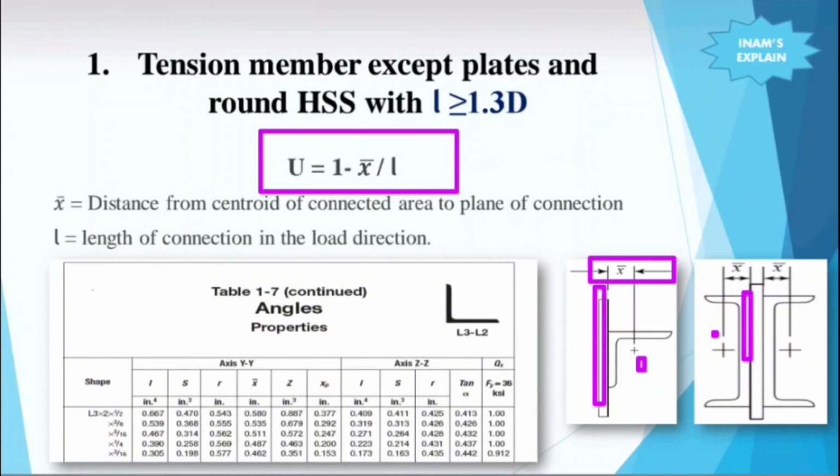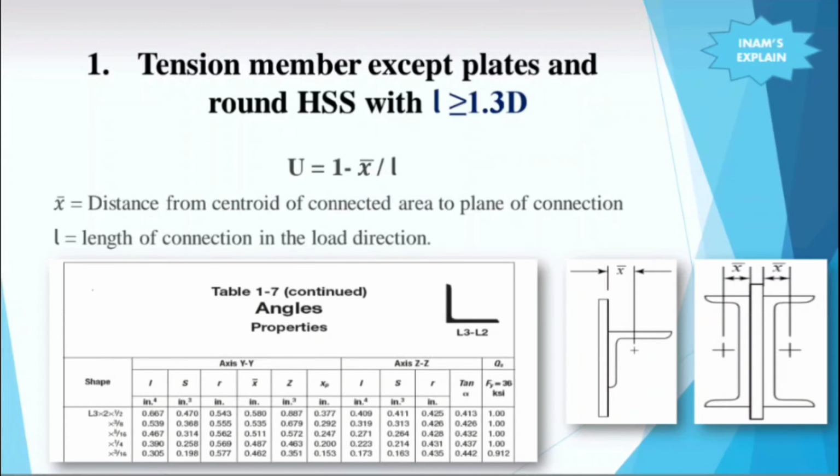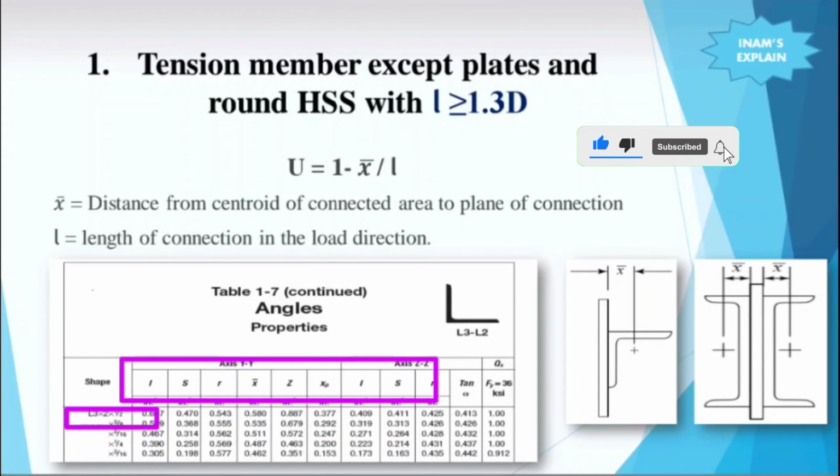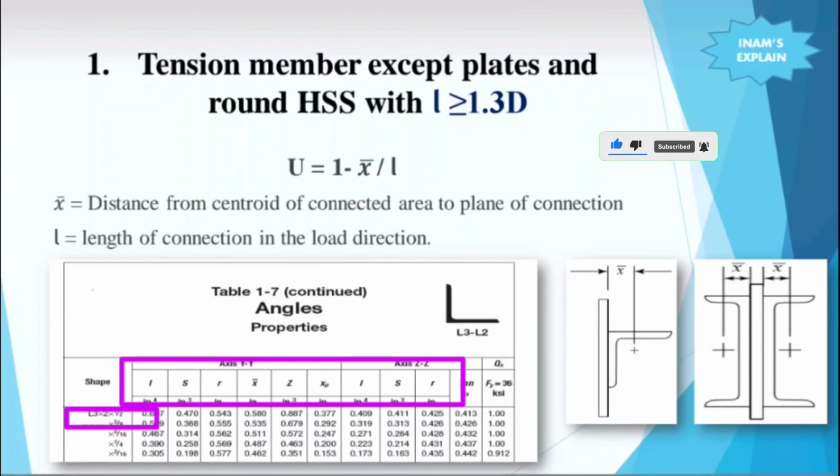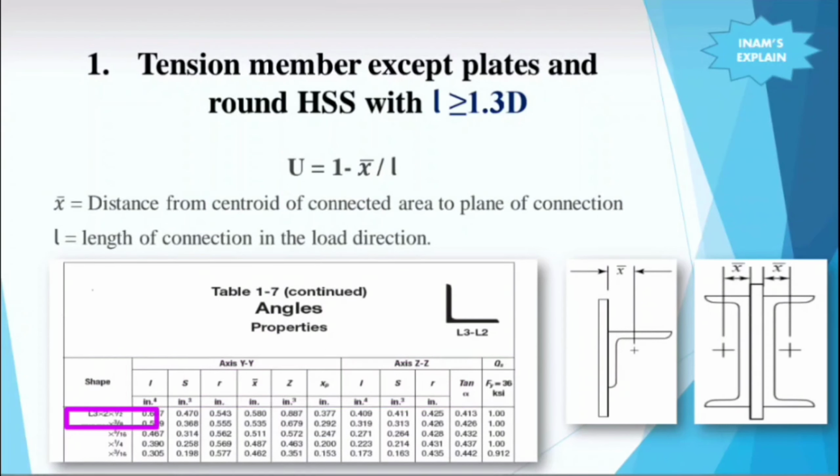X bar can be taken directly from the manual. We cannot use any calculation here. We will use the steel manual. Select the type of section as per the question, then move across. We have the section properties, that are the moment of inertia, section modulus, radius of gyration, and x bar. So from this table we will take the value for x bar.